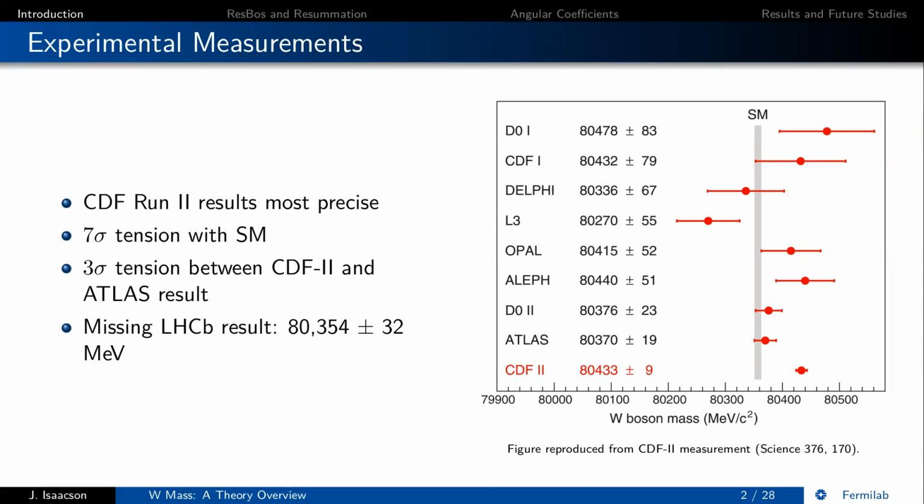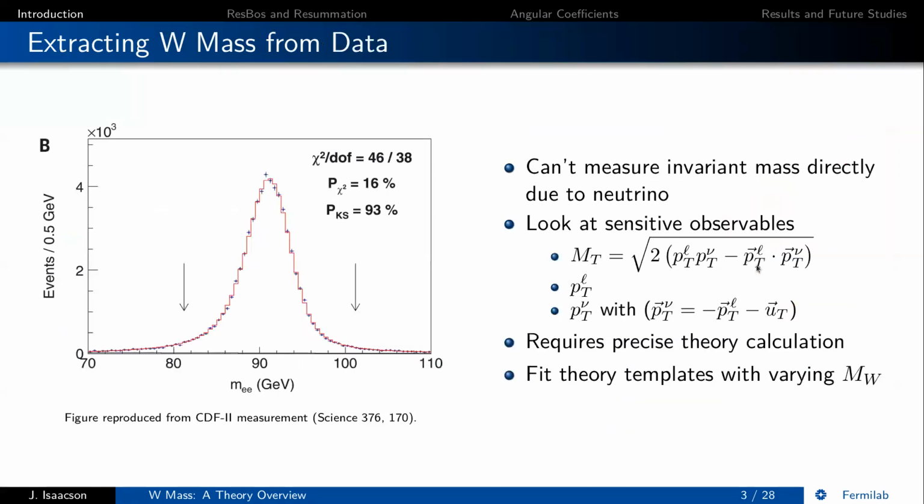So now that we have this collection of different measurements, how do you actually measure this from data? One of the common things people do is look for a resonance, a bump. In the case of the Z, you can do this. You can look at the outgoing leptons, construct their invariant mass, see this nice Breit-Wigner, fit it, and extract the mass and the width.